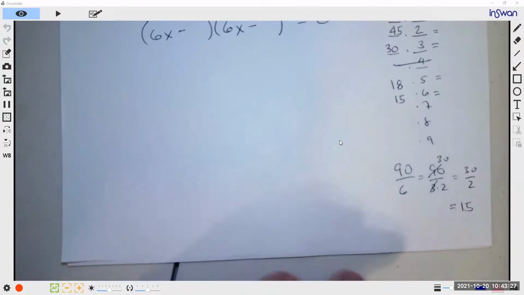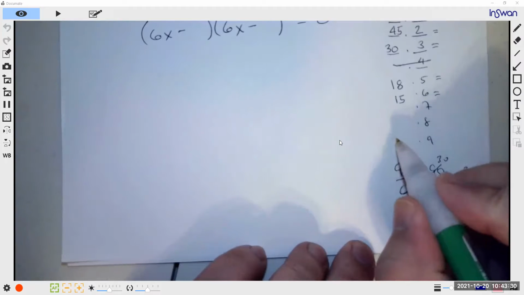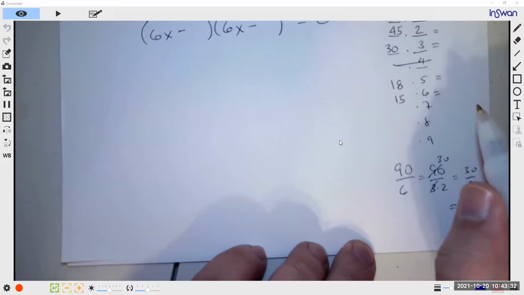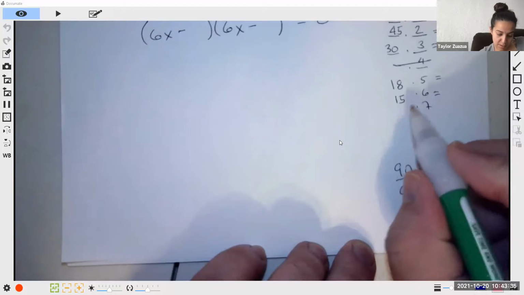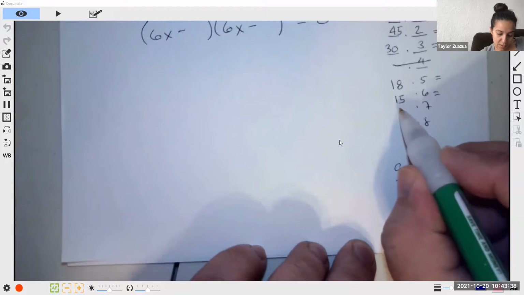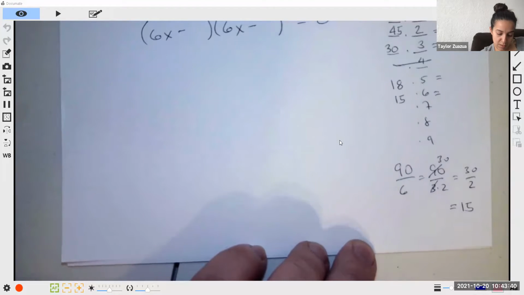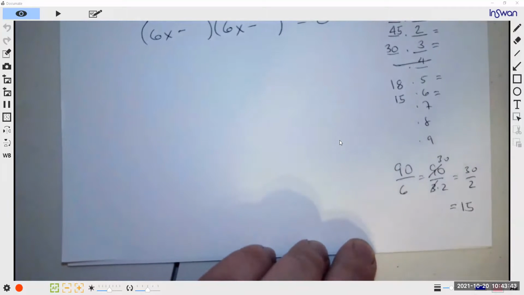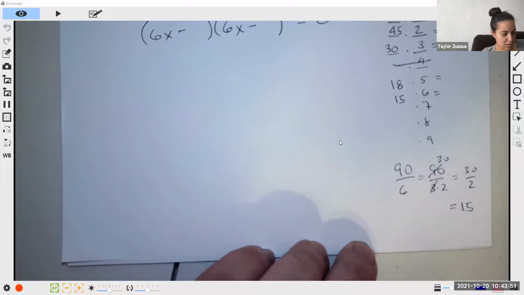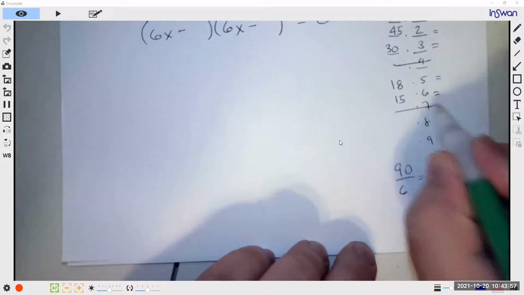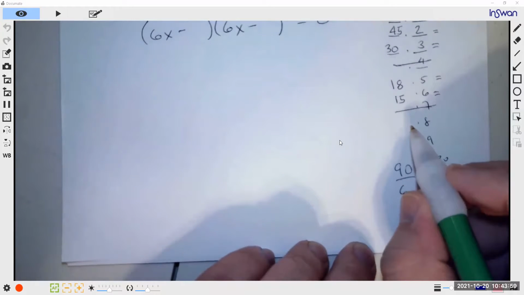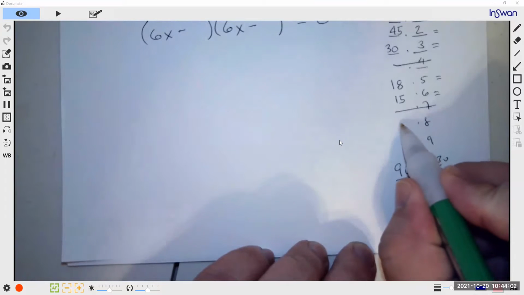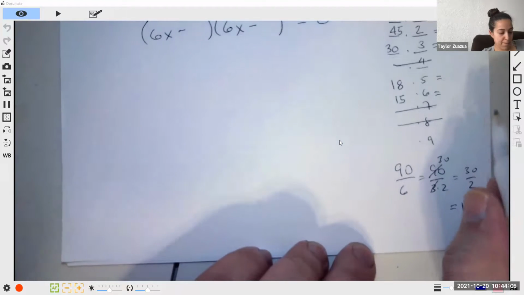Does 7 go into 90? I have no idea. You can always use a calculator to save time if you want to, because you have to go through a lot of these. Okay. So, not 7. Nope. How about 8? No. How about 9? 10.